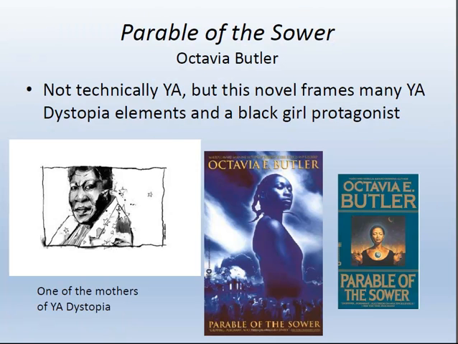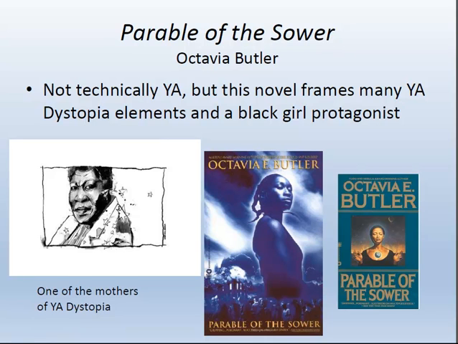We're going to begin with Parable of the Sower by Octavia Butler, and even though this book is not technically YA, it frames a lot of the YA dystopia elements that we'll look at, and it does feature a black girl protagonist. That'll be one of the things that we'll be looking at, as well as race and identity in these books. And I really think about Octavia Butler as being one of the mothers of YA dystopia.